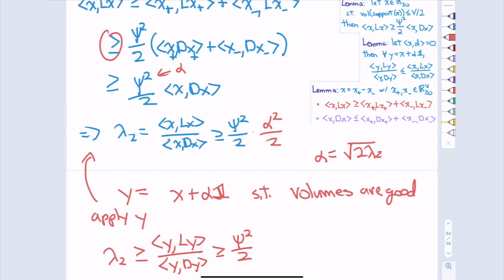Okay, all right, so that's it. That ties conductance to eigenvalues, and I'm late.